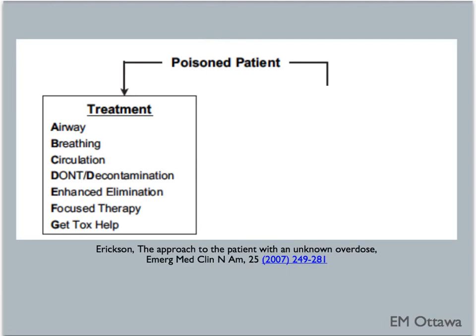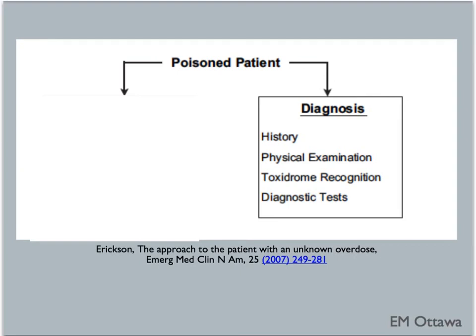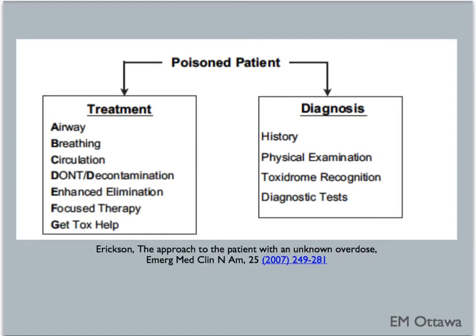In this video, we discuss the simultaneous approach of treatment and diagnosis of the poisoned patient. In the treatment arm, we have ABC, don't, enhance elimination, focus therapy or specific antidote, and to get tox help. In the diagnosis arm, we have history, physical examination, toxidrome recognition, and diagnostic tests. We hope this video will help you look after your next poisoned patient. In the antidote video, we will also be revisiting these concepts as well.